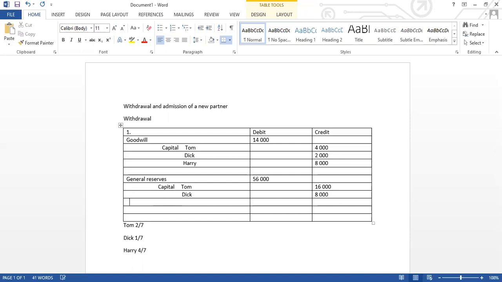And then we move on to Harry. How much will Harry get? 32,000. If you add them together, they'll give you 56,000. So Harry will get 56,000 times 4/7, which gives us 32,000. 56,000 times 1/7 will give us the 8,000. And 56,000 times 2/7 will give us the 16,000. Take note of that.